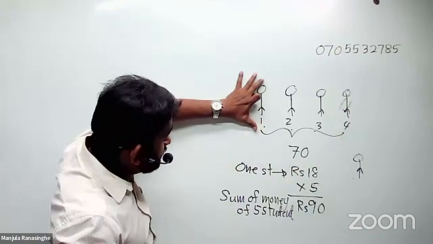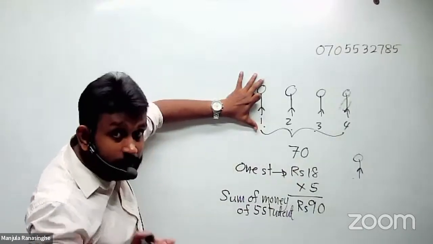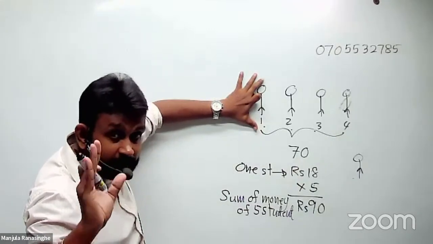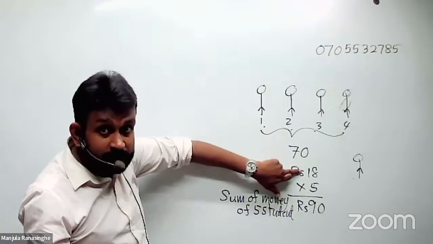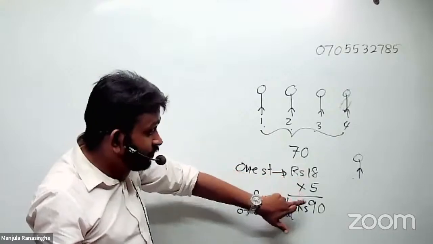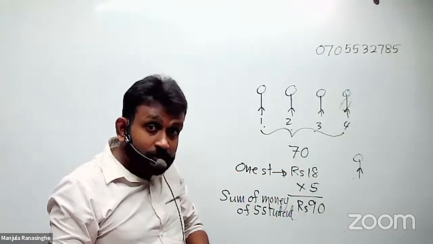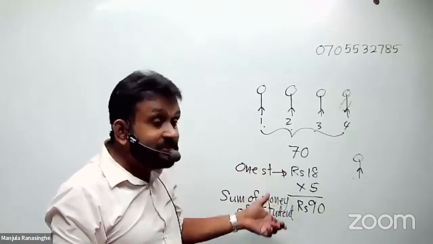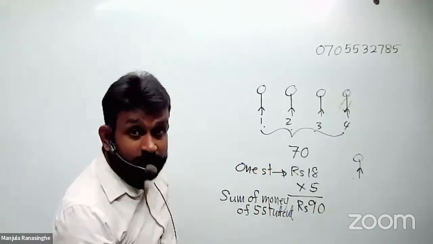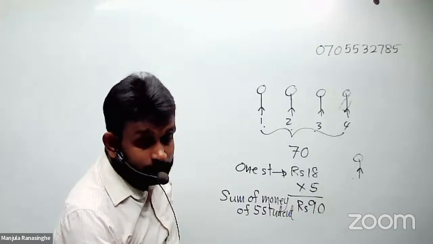Understood? Previously the total of 4 students was 70. Now the concept of mean means one student gives like 18 rupees. Now 5 students are there in this sample, so 18 into 5 means 90. So the total is 90, and previously 70 for 4. Now the balance is the money given by the fifth person, that is 20 rupees.